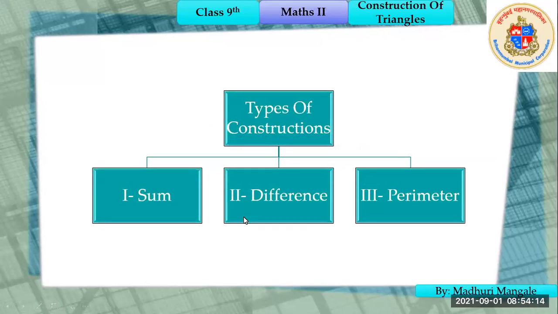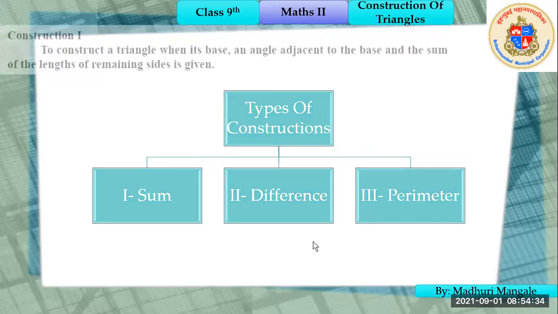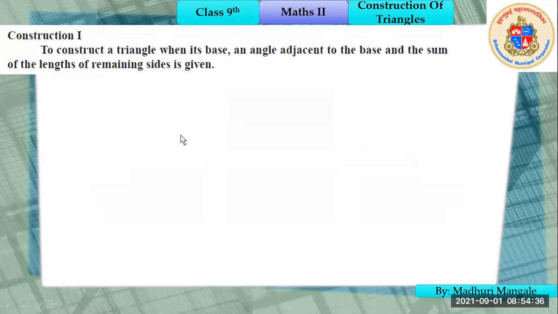The three types of constructions for this lesson are based on sum, difference and perimeter. Sum is about when you are given two sides with a sum. The second is difference, where there are again two parts, and then perimeter. So in total there are four types of constructions. And the type 1 construction is where we are given a base, an angle and the sum of the lengths of two sides. Okay, so let's look at the process.